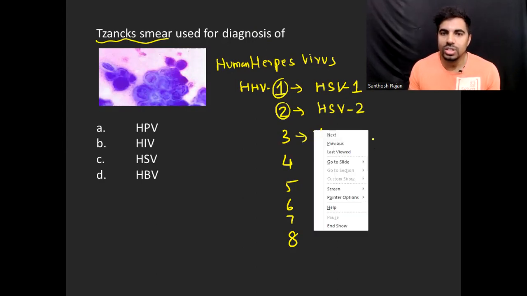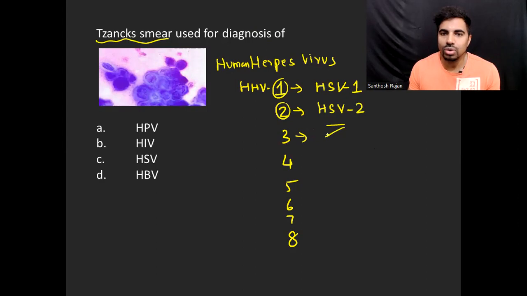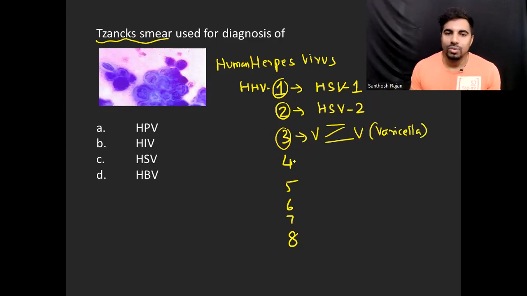Then 3. How to remember? Varicella zoster. Zoster has a 3 stroke, right? Varicella zoster virus, the one causing chickenpox and zoster. Then 4. How do you remember 4? I told you, Epstein-Barr virus. The B in Barr, B-A-R-R, has four letters, so type 4.